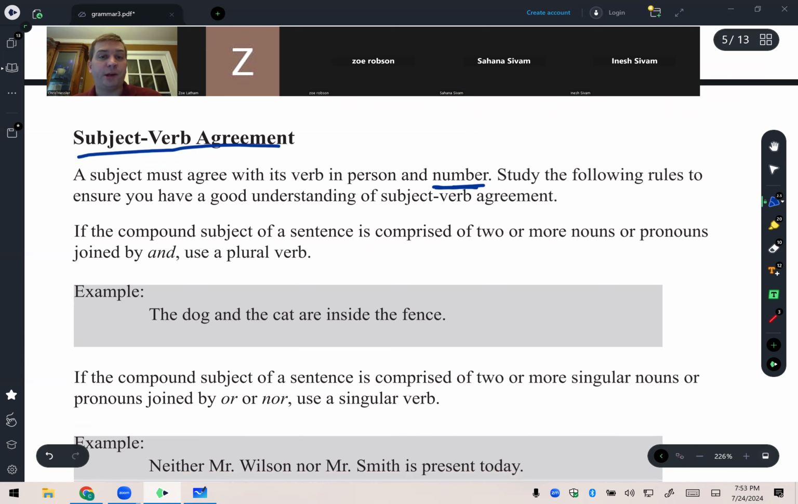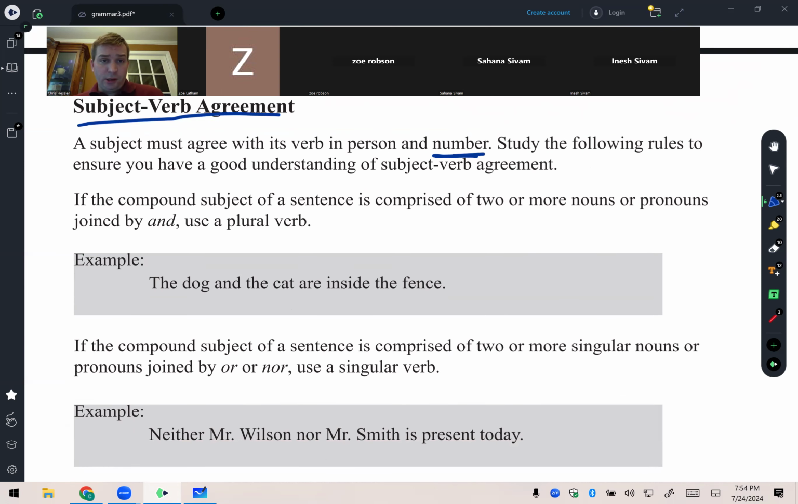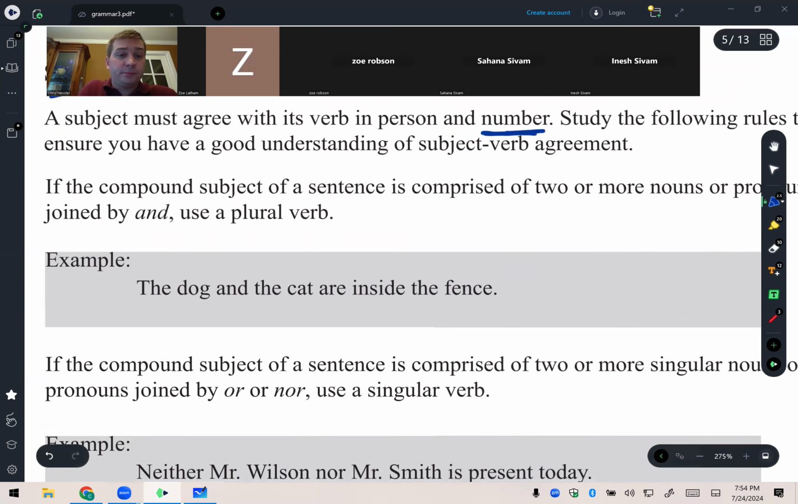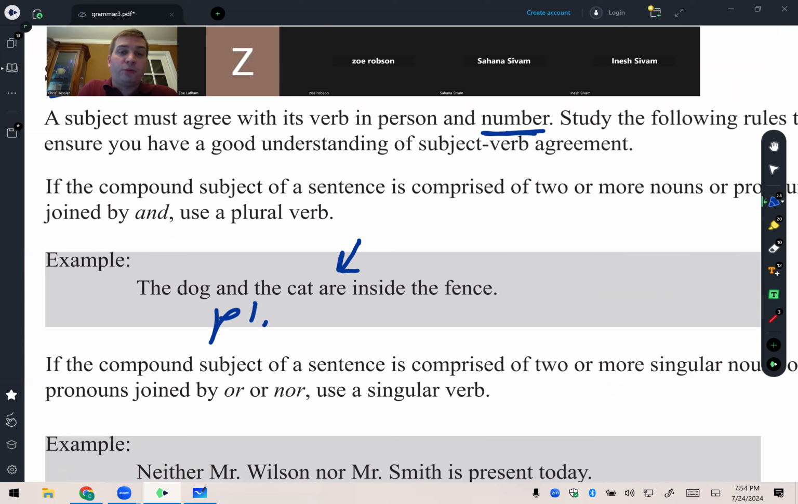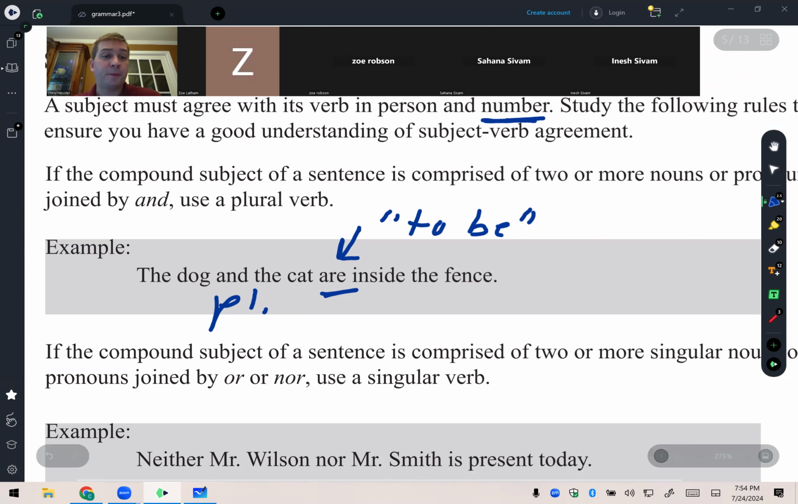All right, so I'm just going to go over some rules. What if we have a compound subject that is comprised of two or more nouns or pronouns? Well, the whole subject is plural in that case, the dog and the cat. So we need a plural form of the verb to be, which we have right here. The dog and the cat are inside the fence. We wouldn't say the dog and the cat is inside the fence. Sounds incorrect because it is, because plural subjects take plural verb forms, like we have a plural form of to be right here.